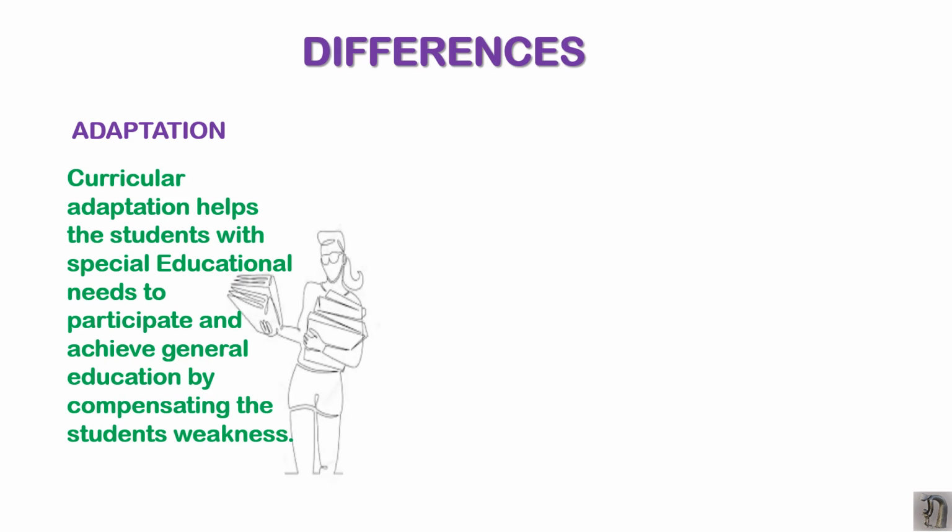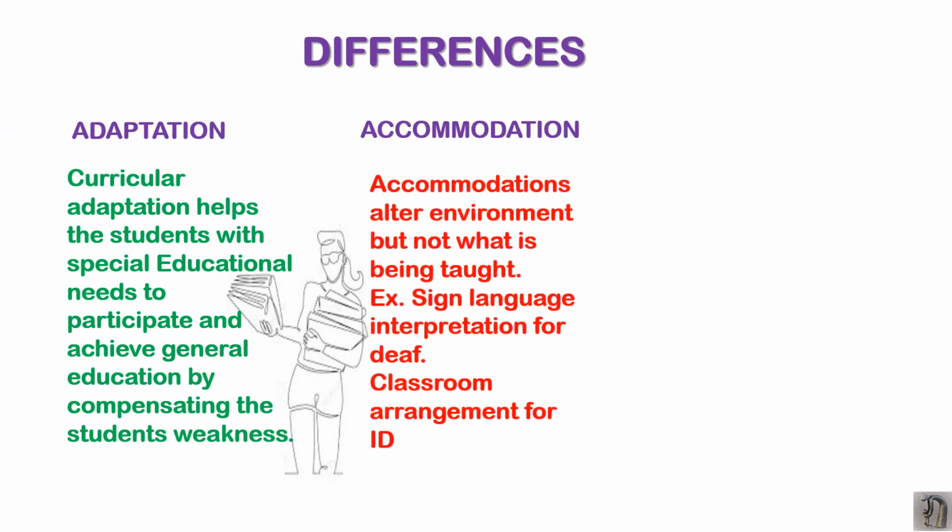Whereas accommodation. Now what is accommodation? Here accommodation, as I said, alters the environment, not the content. In adaptation also, we are not going to change the content. In accommodation also, we are not going to change the content, rather the environment where the child is sitting, but not what is taught. That is clearly mentioned. For example, classroom arrangement for ID children, sign language interpretation for deaf. You are going to change the environment.